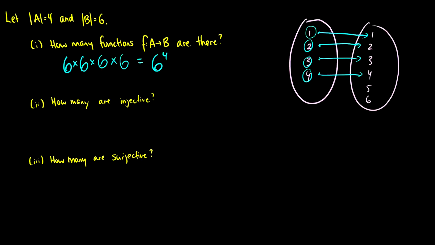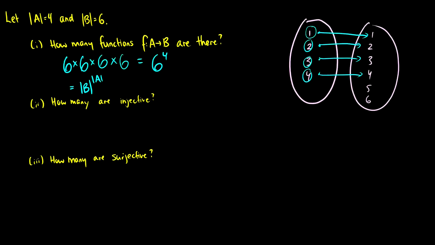So we can also think of this as the cardinality of B raised to the cardinality of A. And this is a general result. What this says is that we have the cardinality of B number of options for each element in A, and we have the cardinality of A number of elements we have to do this for. So that's how you solve the number of functions.